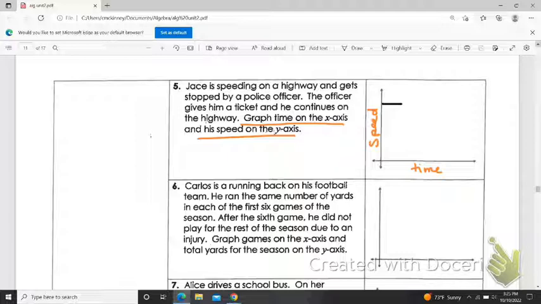He gets stopped by a police officer. So he's going to have to slow his speed down quickly all the way to zero, right? He's completely stopped. He's going to be stopped for a few minutes because it takes a while when you're getting a ticket. And then he gets his ticket and he's going to continue along the highway. So he's going to have to get his speed back up. But hopefully, Jace has learned his lesson, and his speed is not going to be as fast. So he's going to continue at a lower speed. Poor Jace.